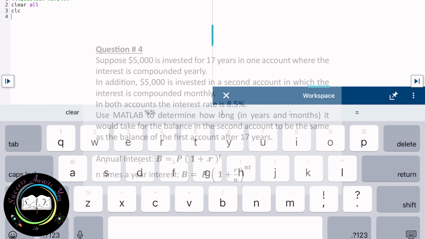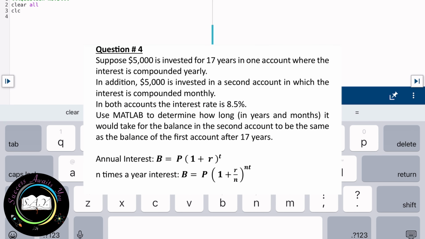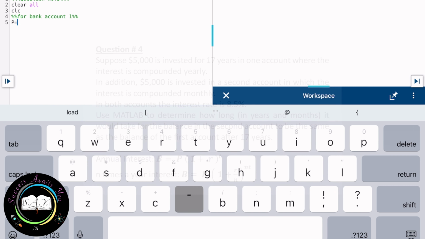First question of today is that suppose $5,000 are invested in an account for 17 years where the interest is compounded yearly. There is another account in which the same amount is invested, but in that account, the interest is compounded monthly. Both accounts have an interest rate of 8.5%. We have to calculate the time, that is, how many months and years it would take for the second account to have the same balance as that of the first account after 17 years.